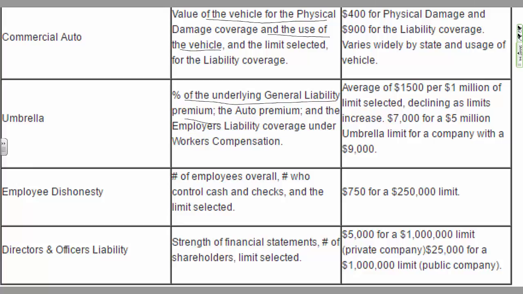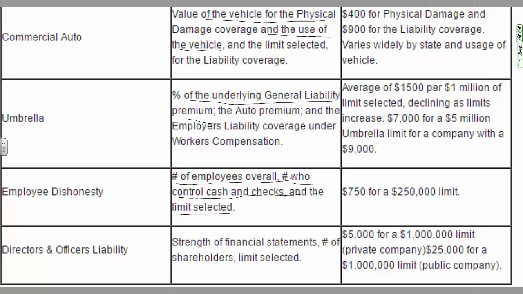With employee dishonesty, the exposure is based on the number of employees overall and the number who control cash and checks, and the limit that you select. This is one of the best examples of a very responsive exposure basis. The more employees you have, and especially the more who control cash and checks, the higher your exposure to employee dishonesty.